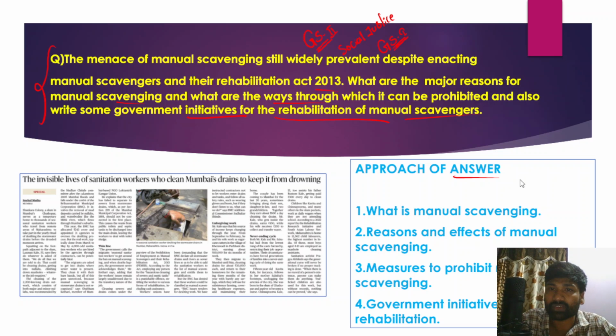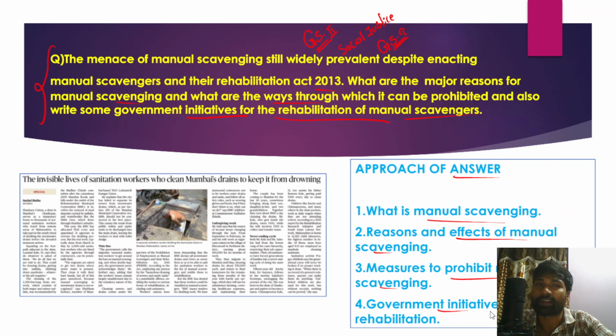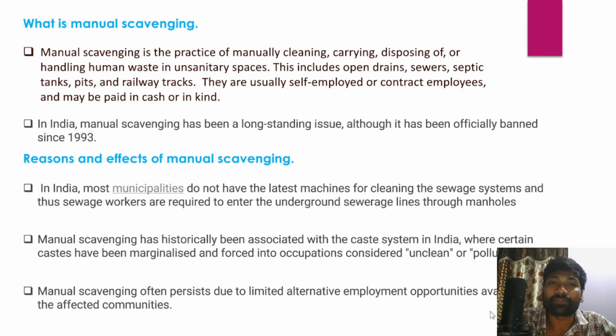When we talk about the deconstruction of the question, in the introduction you briefly define what manual scavenging is, and if possible you can also write some data on the number of people still engaged in the practice of manual scavenging despite enacting the Manual Scavengers and their Rehabilitation Act of 2013. Then you need to write the reasons and effects of manual scavenging, and third, you should suggest some measures to prohibit manual scavenging, then write government initiatives for the rehabilitation of manual scavengers, and ultimately conclude the answer.